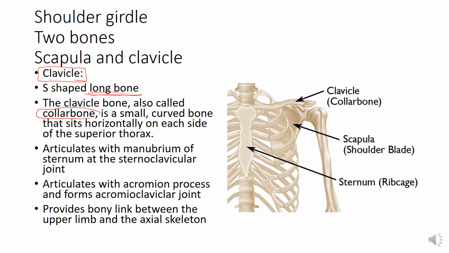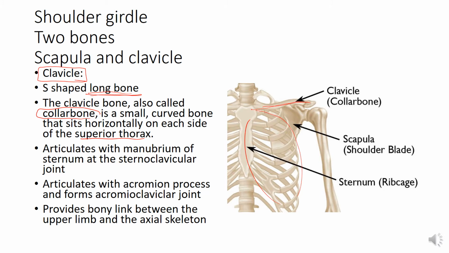It is a small curved bone that lies horizontally on each side of the superior thorax. So here you can see this is the thorax part of the body and it is lying on the superior part of the thorax, lying horizontally. So it is the only long bone in the body which is lying horizontally. Otherwise, long bones in the body lie vertically.